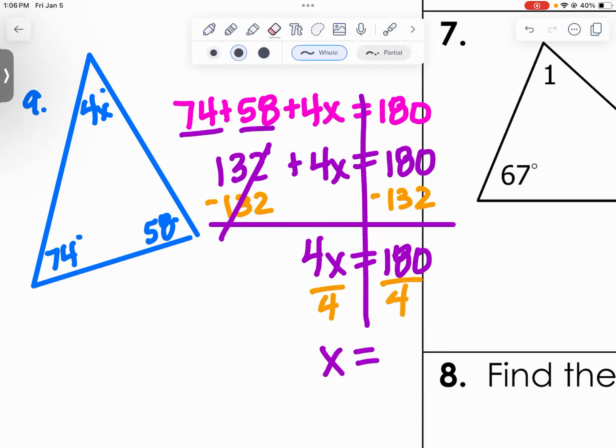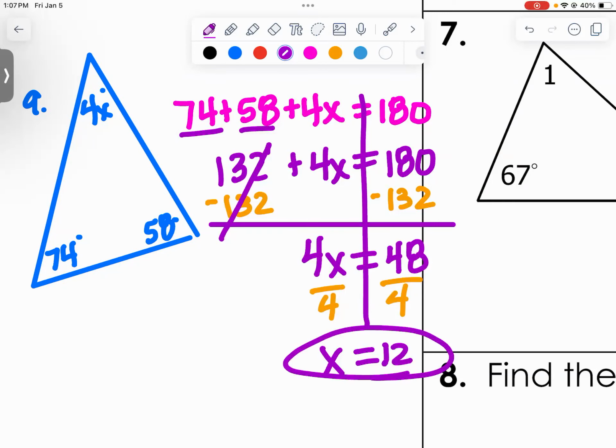What's 180 minus 132? Was that 48? I'm so sorry. I did not write 48, did I? Kaden, you failed me. All right, Kaden, what's 48 divided by 4? Okay. If you did not do number 9, you wrote that down with me. If you did number 9, can you make sure that your answer matches the one that we just got?